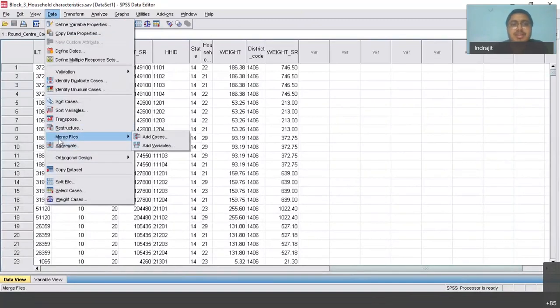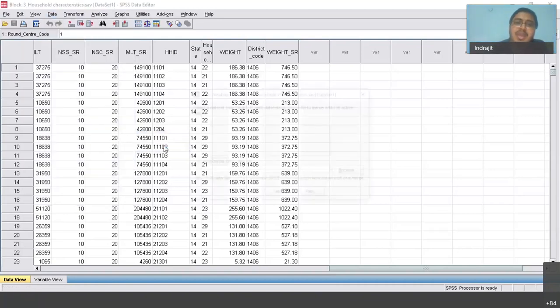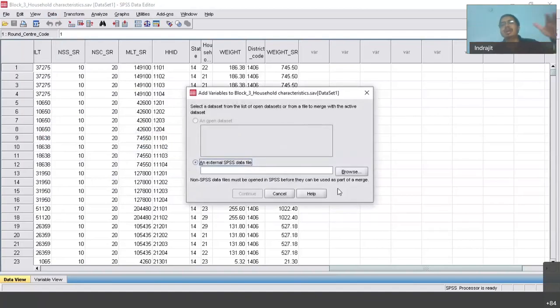I have to go to Merge Files. Here I have two options, Add Cases and Add Variables. Can anyone tell me which option I have to choose? Either Add Cases or Add Variables. Anyone? Add Variables, because we have to add... Fantastic. Because here I have a number of variables and I am going to add a few more variables from the other data file. So here I have to choose Add Variables. Add Cases means, for example, I had a few states and other states are there for the same variables, and I have to merge them. But here our purpose is Add Variables. So I have clicked on Add Variables.